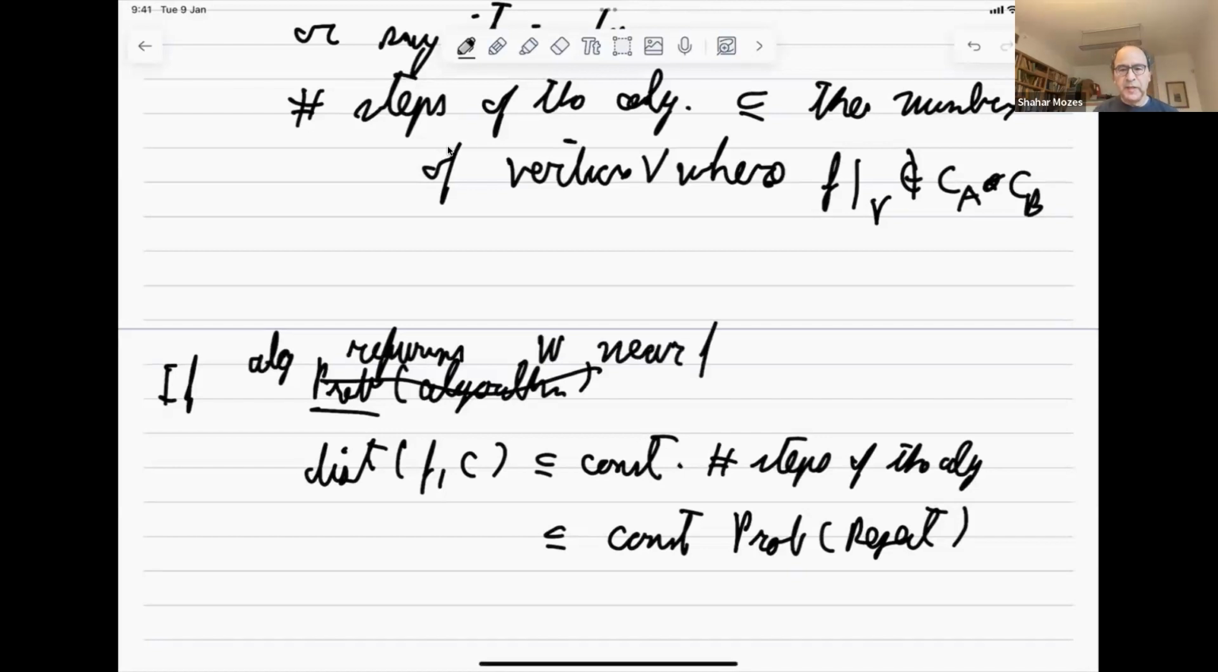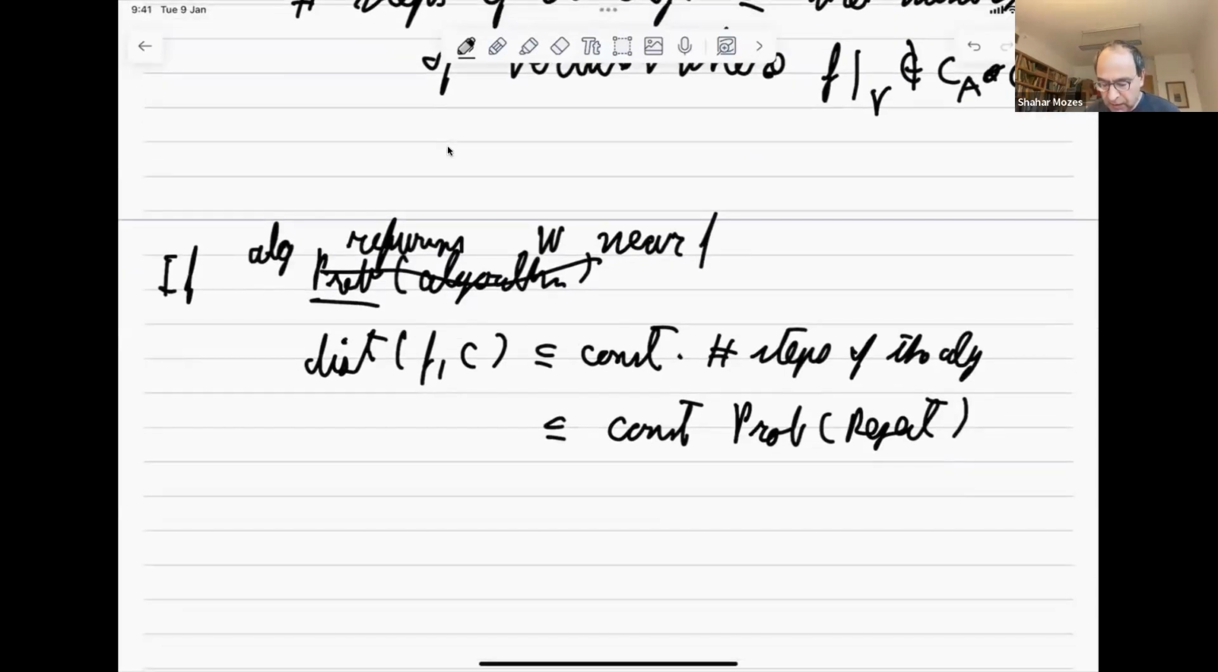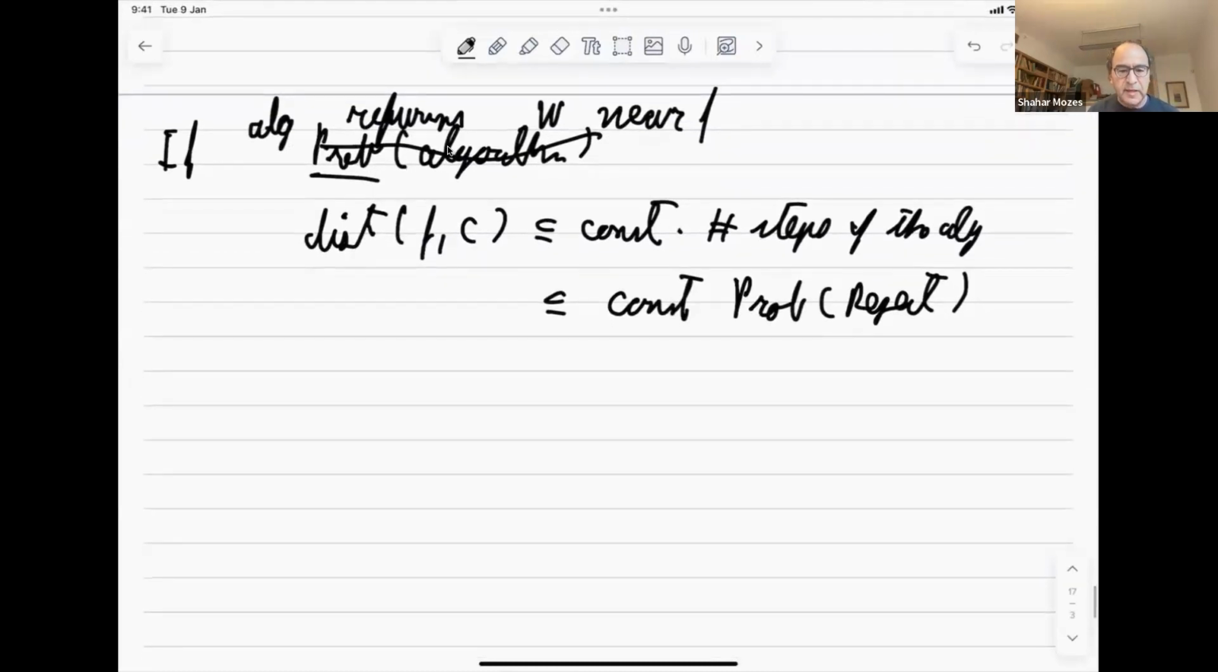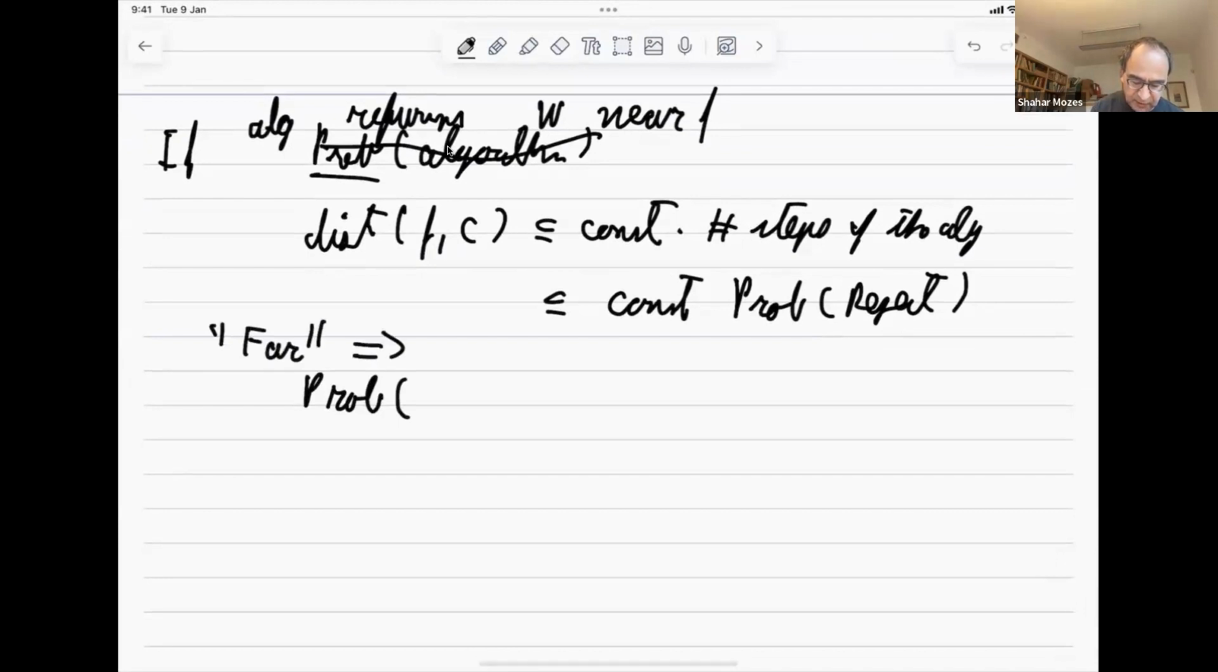So this was one option of the algorithm. The second option was that it will just say it's far, and you want to say that in this case, the probability of rejection is large. So you also prove independently that if the algorithm said far, it implies that the probability of rejection is bigger than some epsilon bigger than 0.